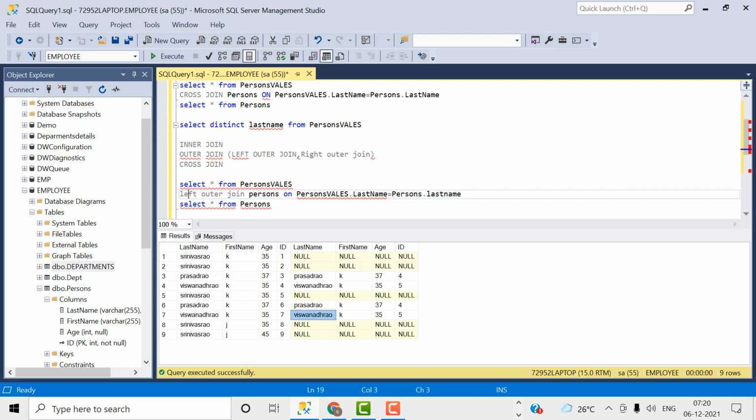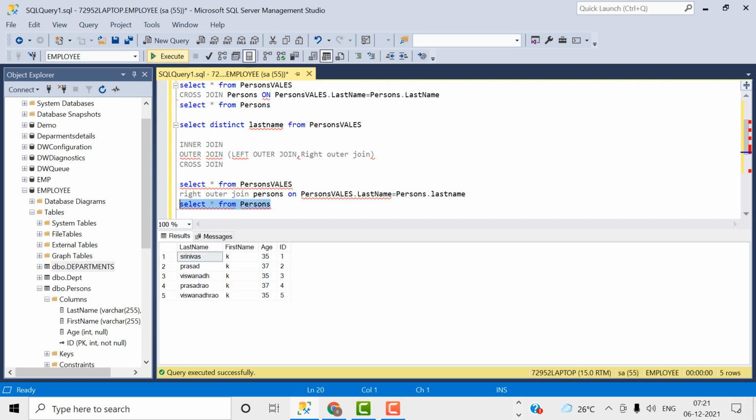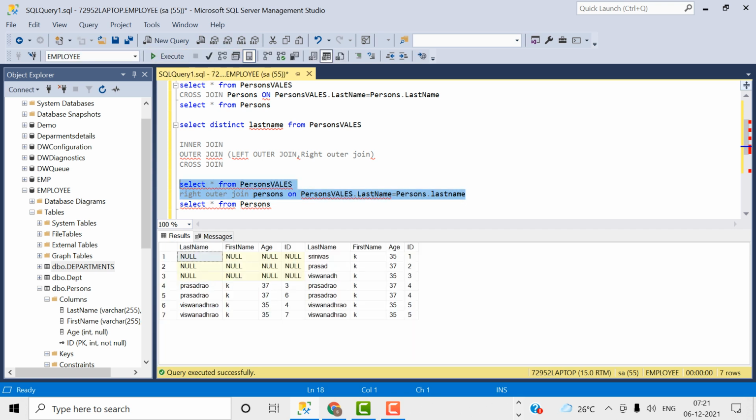If you use the right outer join, all the rows come from the persons table, the right table, and only matched rows come from the left table. Now how many records are we getting? We are fetching 7 records, because Srinivas, Prasad, Vishwanath are the records we have from the right table.